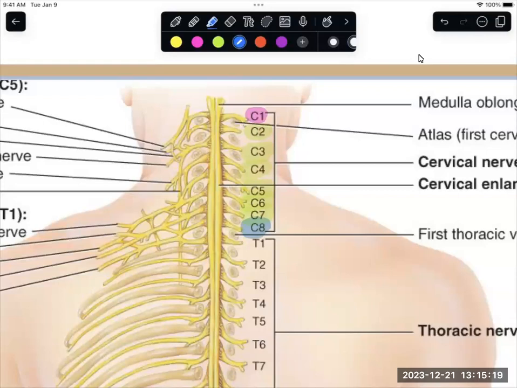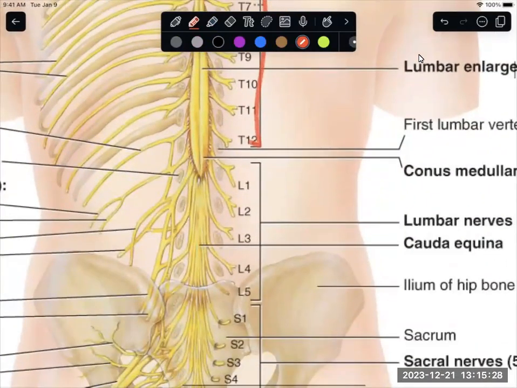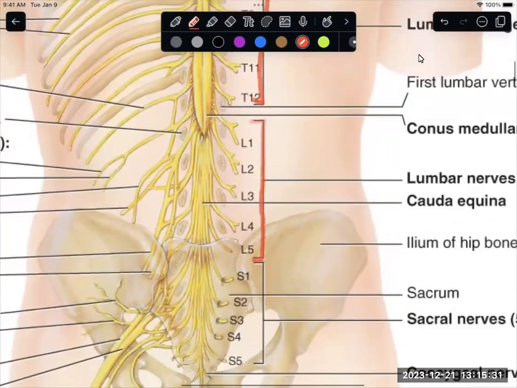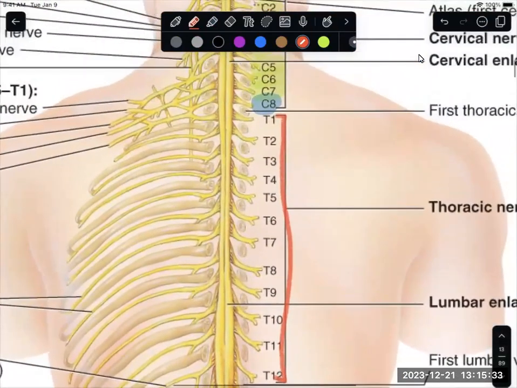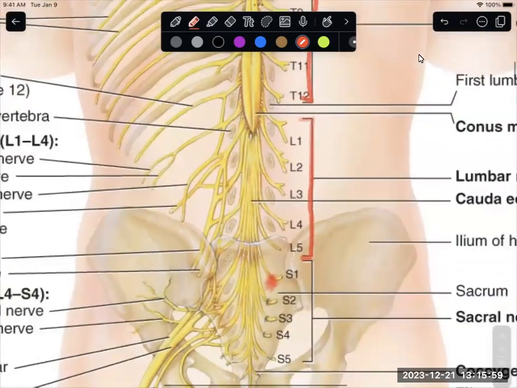From C8 on, all of these nerves come out below the matching vertebrae number. So T1 nerve comes out below T1 vertebrae. T2 nerve comes out below T2 vertebrae, and so on, all the way through the lumbar. The sacral foramina, those sacral foramina, each one is where a sacral nerve is going to come out through each of those sacral foramina.